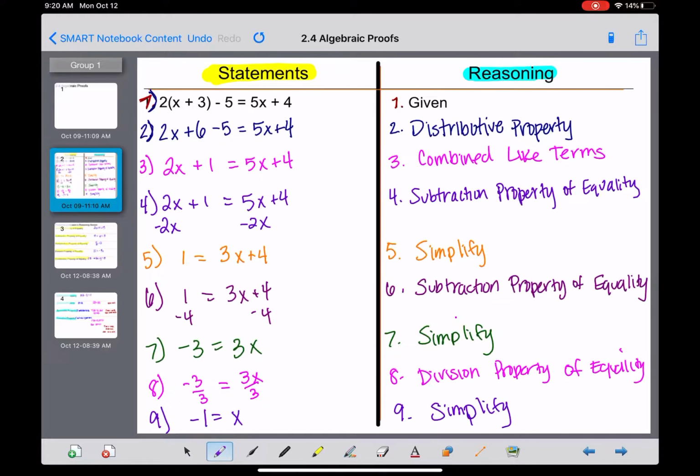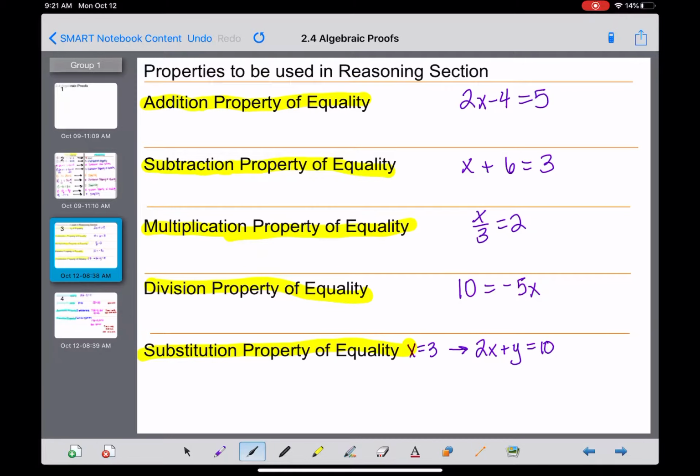Starting with algebraic proof helps us to set up how proofs should look with our t-table and our organization of numbering. Notice that each statement is directly related to the reasoning that is numbered the exact same number. This will help me with reading your work and organizing your work and your thought process as well. If you don't have a piece of paper out, you'll want to get one out now to write down these properties, which are all going to be used in the reasoning section, the right-hand side of your proofs.